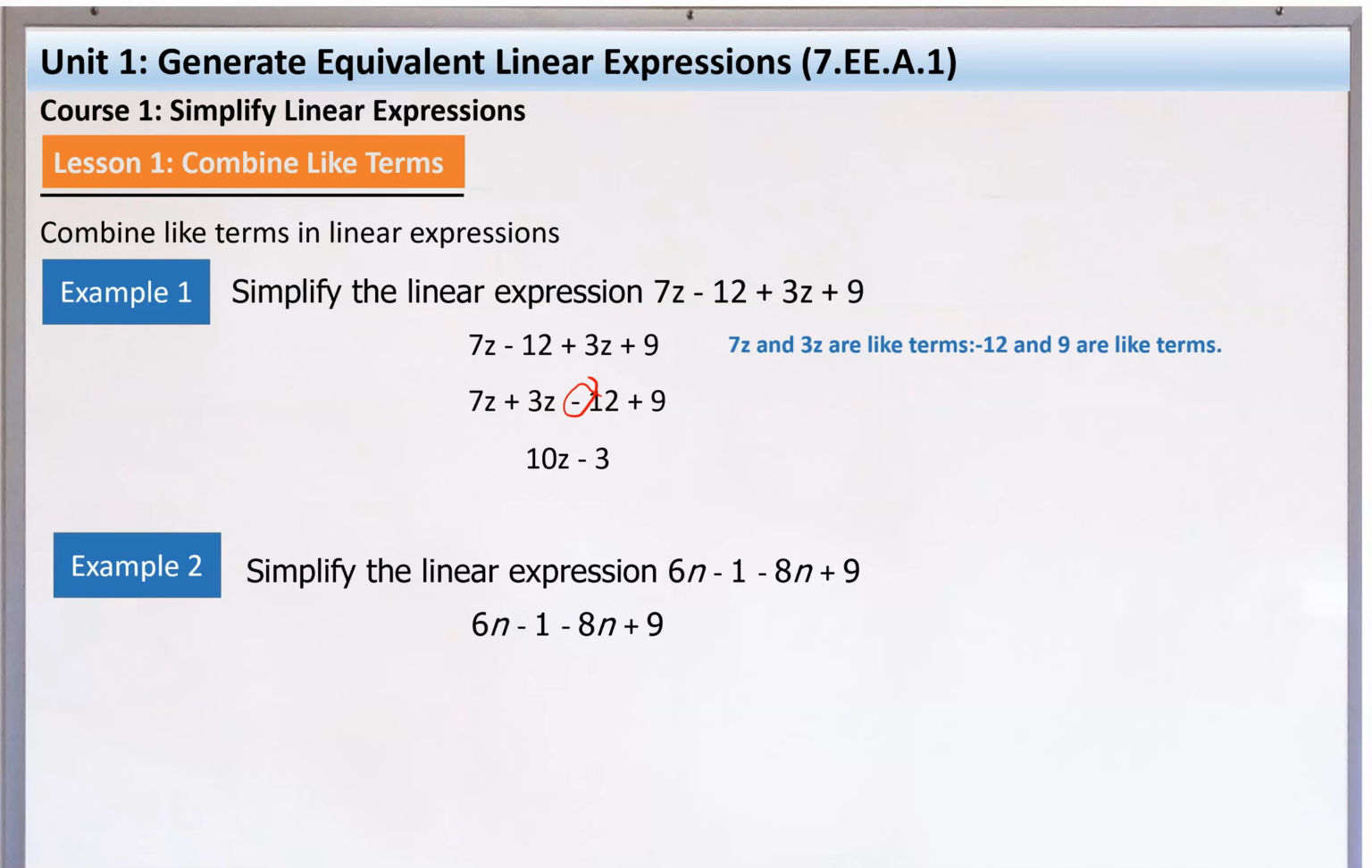6 times some number n minus 1 minus 8 times some number n plus 9. My like terms are 6 times some number n and negative 8 times some number n. And my other two like terms are my constants, negative 1 and 9. I'm going to combine those two. And I have negative 2 times some number n plus 8.